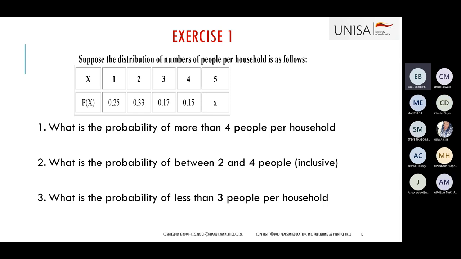So now let's evaluate these questions. We calculated this, and we know that this equals 0.1, so that we have a complete table. And now we can answer the question. What is the probability of more than 4 people per household? More than. Do you still remember what more than is? It will be the probability that X is greater than 4. And what will that probability be? It will be 0.1, because it is only this probability that is bigger than 4. Easy, right?